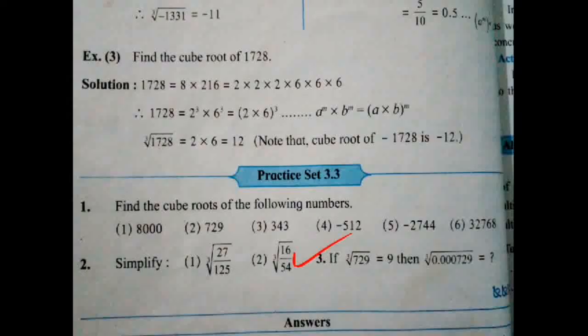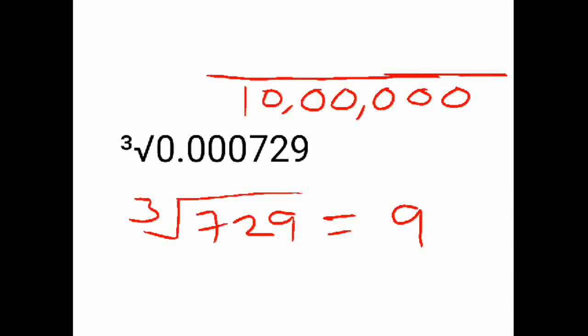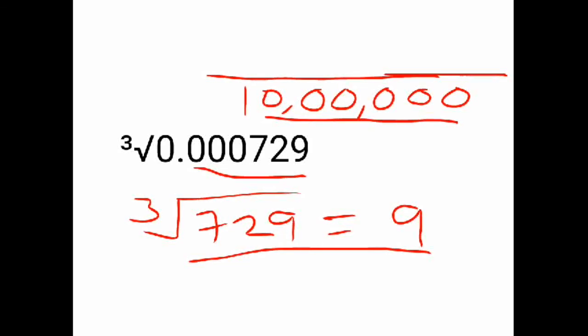Next, if cube root of 729 is equal to 9, then you have to find cube root of 0.000729. Here cube root of 729 is equal to 9, already given answer. In the question, what is given, you have to write first as it is. Cube root of 729 is equal to 9. After the decimal point, how many digits are there? Totally 6 digits are there. So that's why you have to take 6 zeros over here.